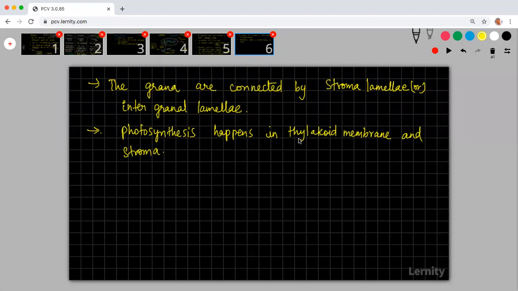Actually, photosynthesis has two phases. One is the light phase, things which happen when light is available, and the other is the dark phase, things which happen without the requirement of sunlight. So the light phase happens in the thylakoid membrane, and the dark phase happens in the stroma.